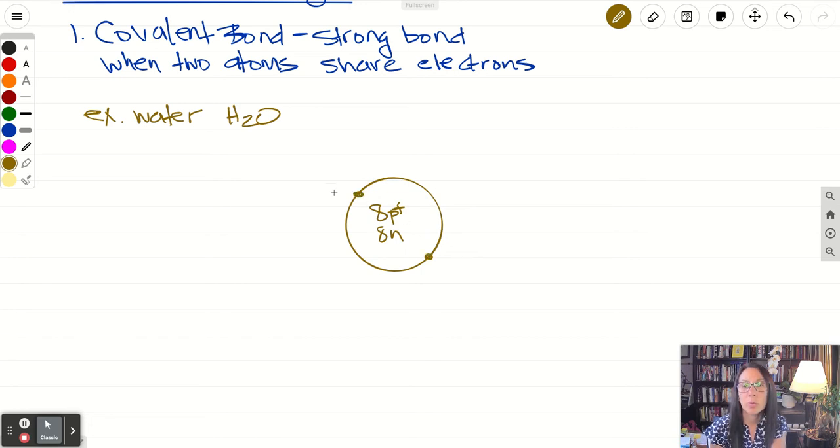The first shell can only hold 2 electrons. So then I'm going to draw another shell. And I'm going to put 1 electron here, another electron here, another electron here, another electron here. And so we need 8 total. So this is only 6. So I'm going to put a 7th one here and an 8th one here.